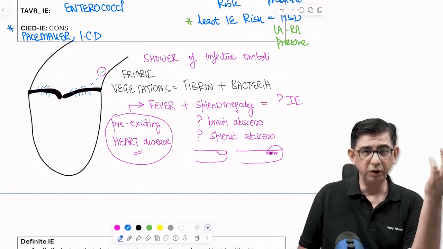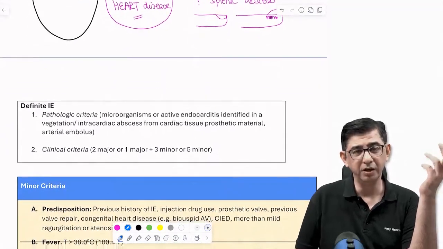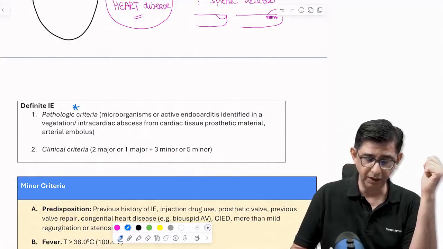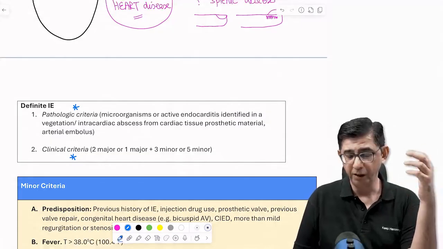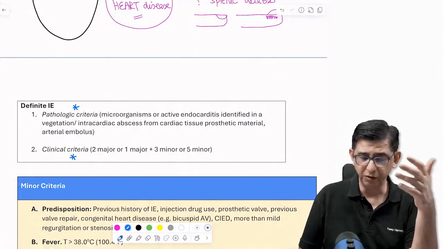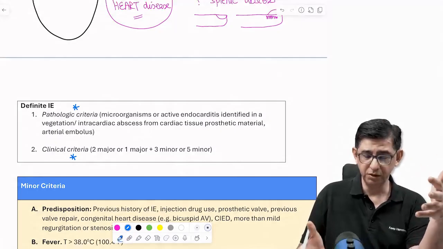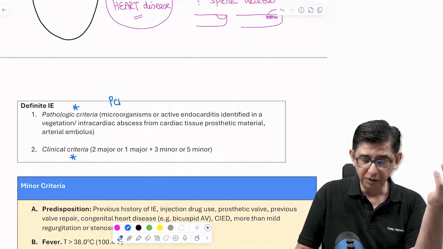So we could get any of these complications of infective endocarditis. Now I will talk about the updated diagnostic criteria for this condition. The updated criteria say that definitive infective endocarditis is based on demonstration of clinical as well as pathological criteria. Pathological criteria would mean that we are able to demonstrate microorganisms or active endocarditis in the form of vegetations or intracardiac abscess. What I mean by microorganisms is that the blood culture can turn out to be positive, or we can do a PCR also.